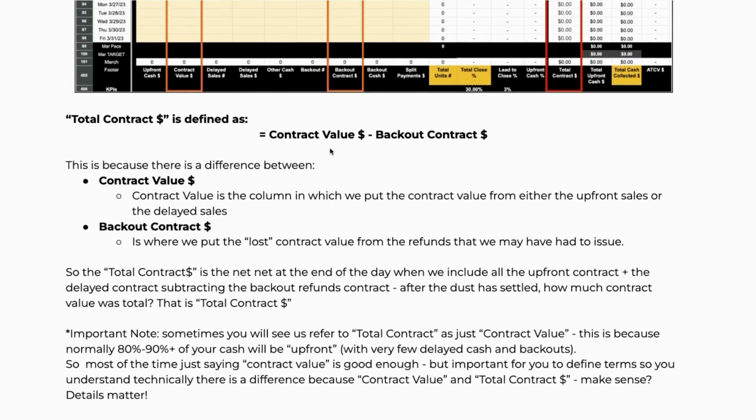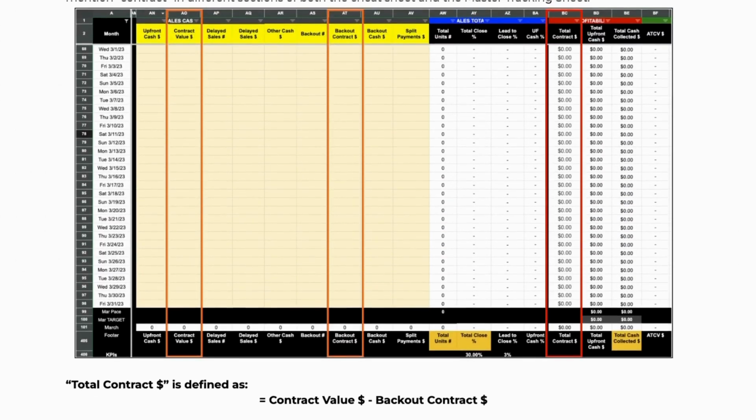And so over here, contract value, it's outside the guide. I'm not going to spend too much time talking about it. You can read it over there as well, which is, hey, contract value is where we put our upfront sales or our delayed sales and what those contract values were. So let me go over here so you can see a little bit more. So we have upfront cash. Okay, so let's say, for example, this was upfront cash. Let's just use 1 unit, for example, $800 here.